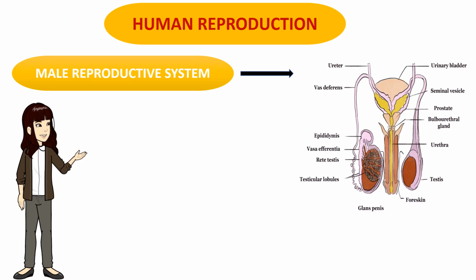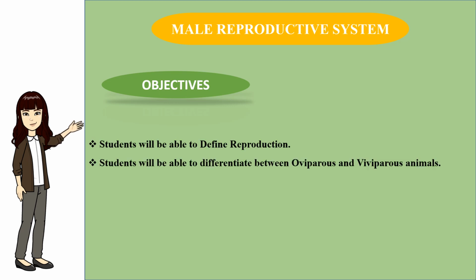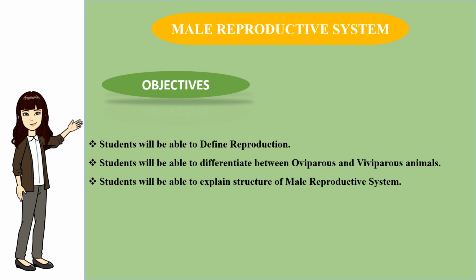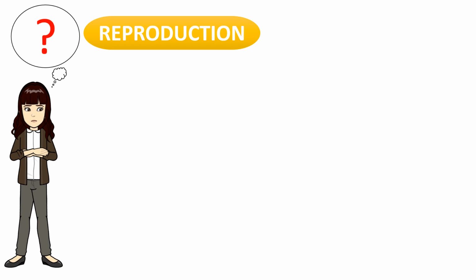In this video, we are going to discuss the male reproductive system from 12th class, 3rd chapter, Human Reproduction. At the end of this chapter, students, you will be able to define reproduction, differentiate between oviparous and viviparous animals, explain the structure of the male reproductive system, tell the functions of male accessory ducts and accessory glands, and also draw the pathway of sperms.